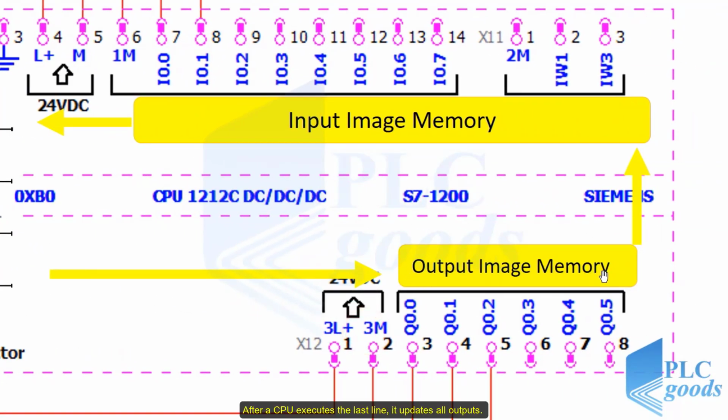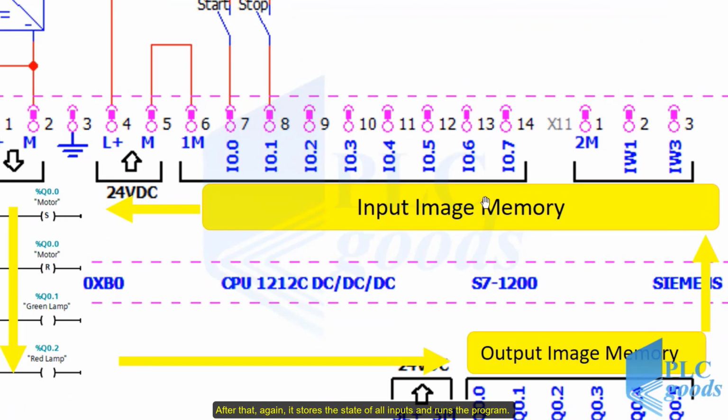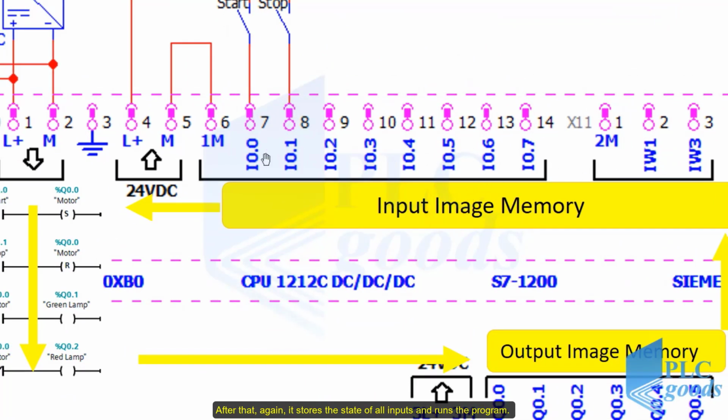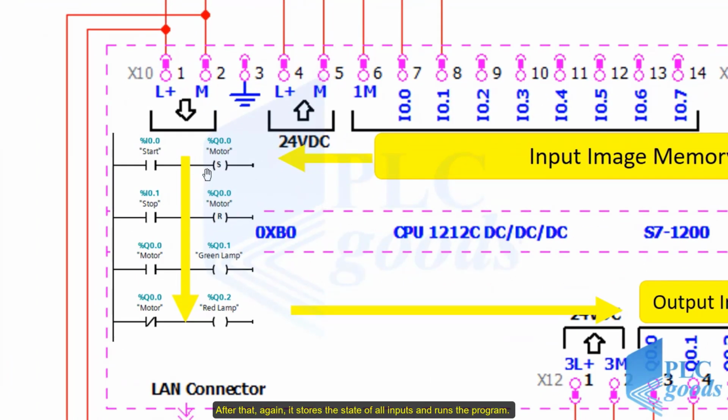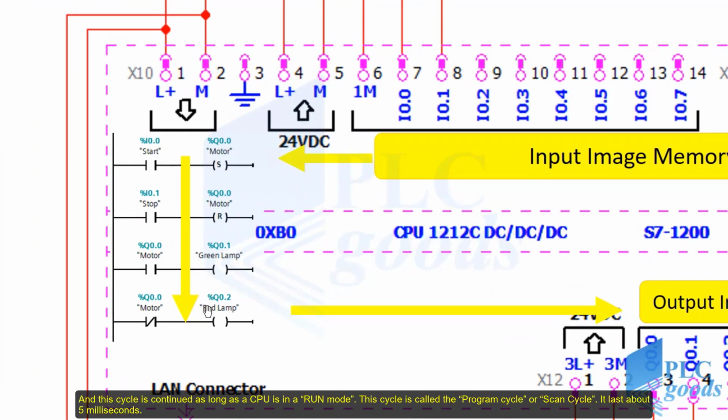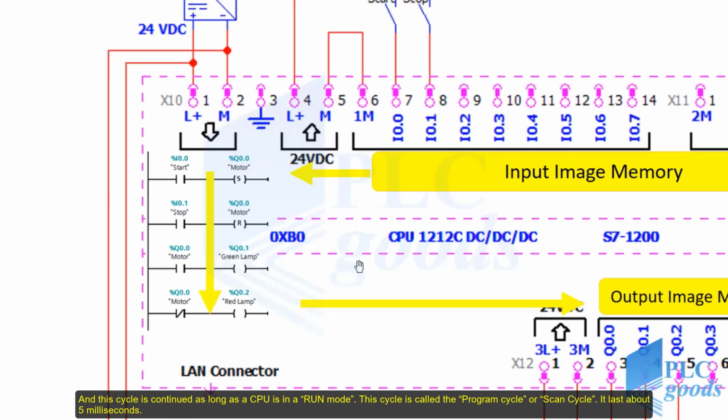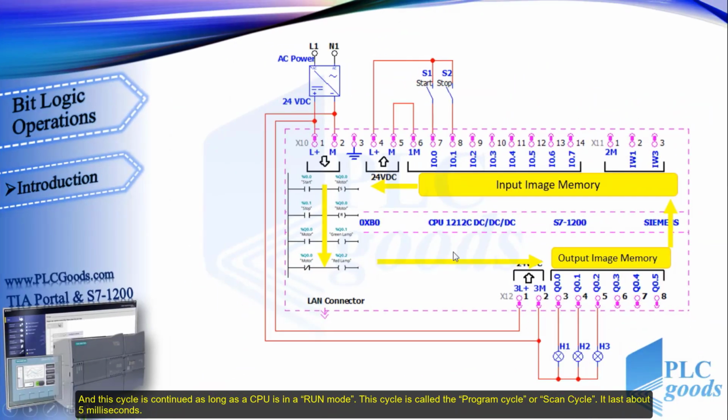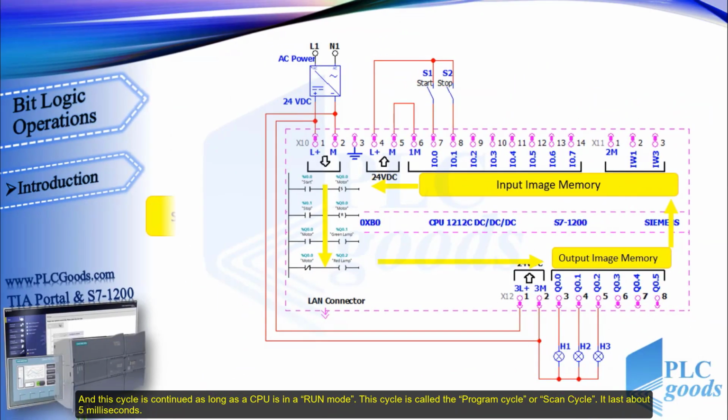After the CPU executes the last line, it updates all outputs. After that, again it stores the state of all inputs and runs the program. And this cycle is continued as long as a CPU is in a run mode. This cycle is called the program cycle or scan cycle. It lasts about 5 milliseconds.